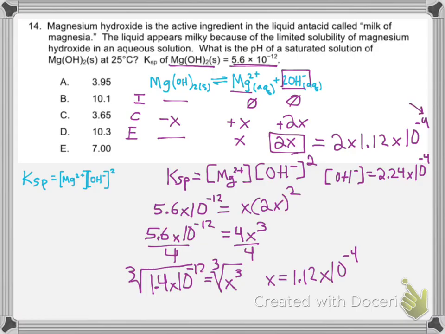This is supposed to be a 4. It just looks like a very bad 4. Sorry about that. When we take the negative log, we'll get the pOH of the solution. So the pOH is equal to 3.65. So the pH is going to be 14 minus that, which would be 10.35. Okay, so our answer is choice D.